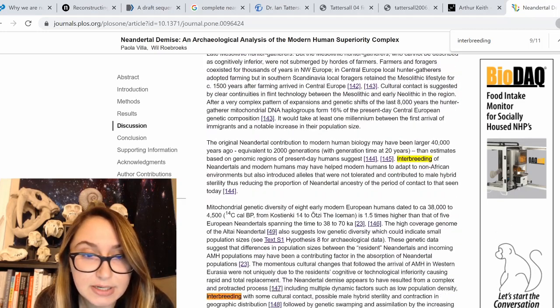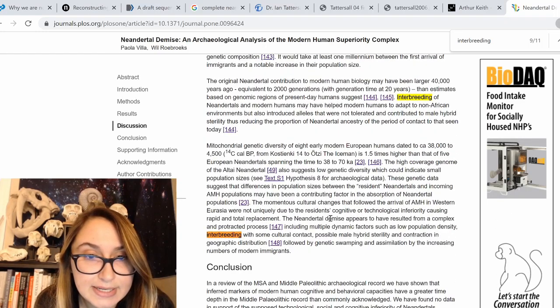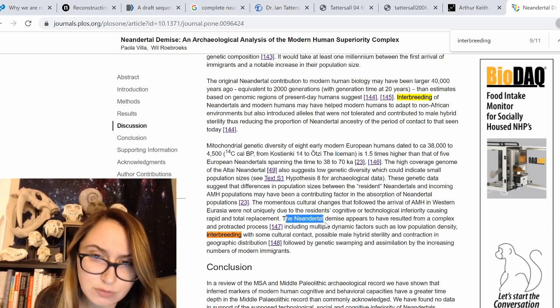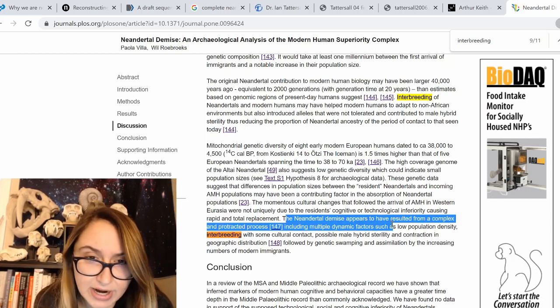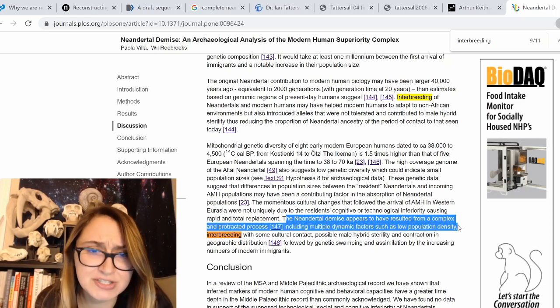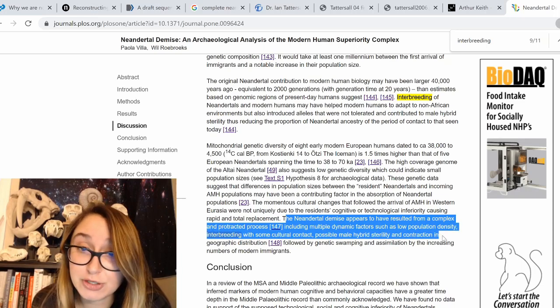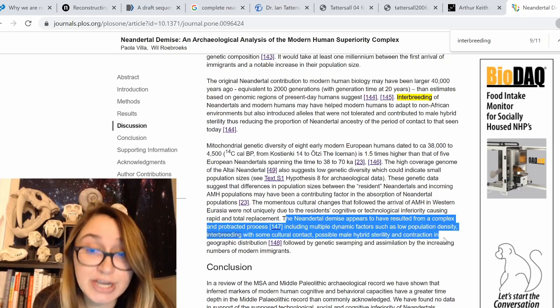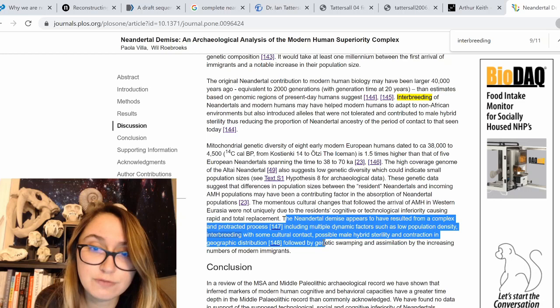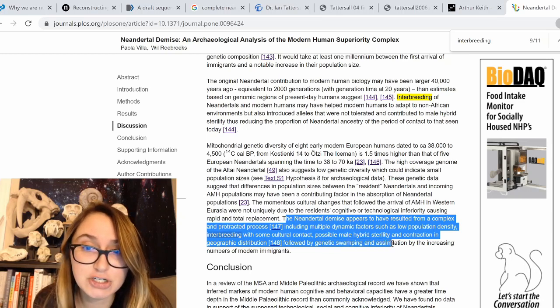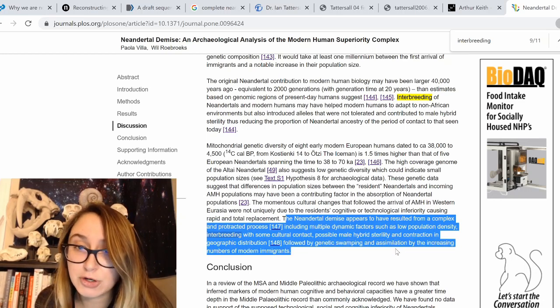Let me see here. All right, right here: "The Neanderthal demise appears to have resulted from a complex and protracted process, including multiple dynamic factors, such as low population density, interbreeding with some cultural contact, possible male hybrid sterility, and contraction in geographic distribution, followed by genetic swamping and assimilation by the increasing numbers of modern immigrants."